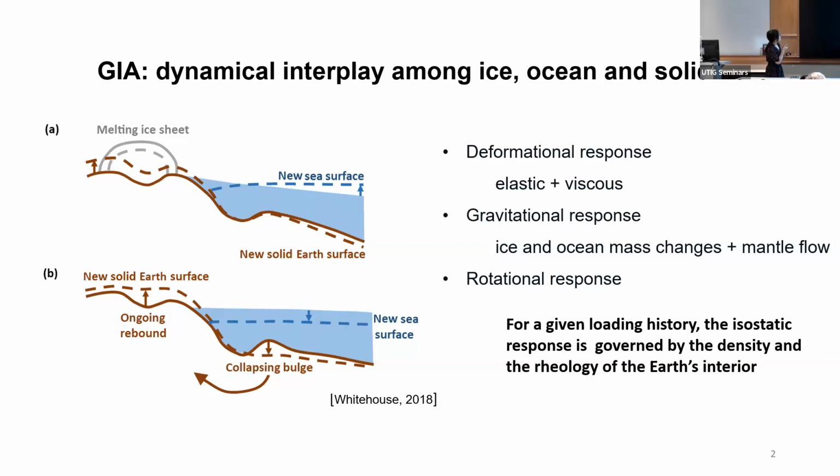As I showed here, GIA is a dynamic interplay among the ice, the ocean, and the solid Earth. It's very complicated, and for a given loading history, this isostatic response is mainly governed by the density of the Earth. Also, another very important parameter is the rheology of the Earth.